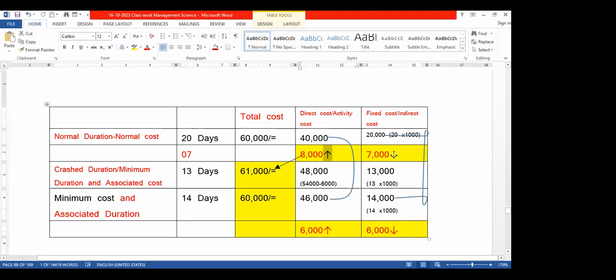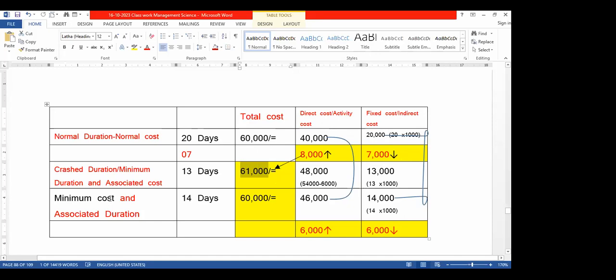Here the fixed cost will reduce from 20 to 17. The increasing rate is 8,000. The reducing rate is 7,000. The additional difference is 1,000. That's why it has become 61,000.